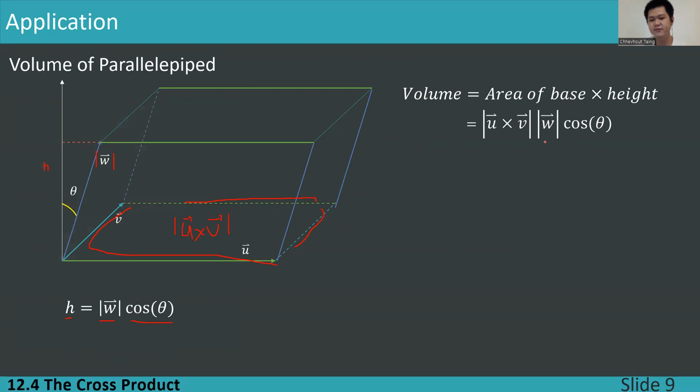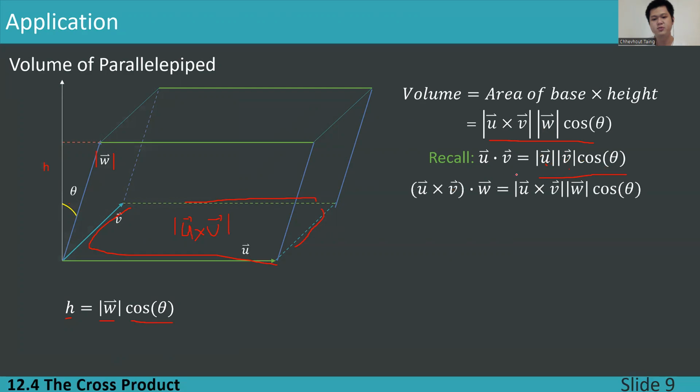But to proceed further, we have to think back to 12.3, the dot product. In dot product, there's a formula that says u dot v is equal to magnitude of u times magnitude of v times cosine theta. This formula here and this formula here are very similar. All you have to do is replace this u with u cross v and this v with w, which is what I did right here. I replace u with u cross v, v with w, and you get something.